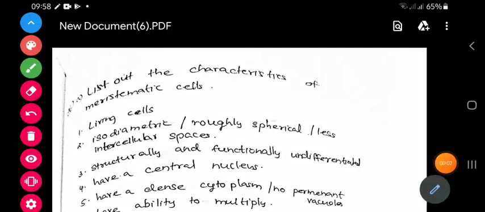So let's discuss a provincial paper. The scheme that they have provided for us, this is their marking scheme. According to that, let's see the essays. So the first one: list out the characteristics of meristematic cells.